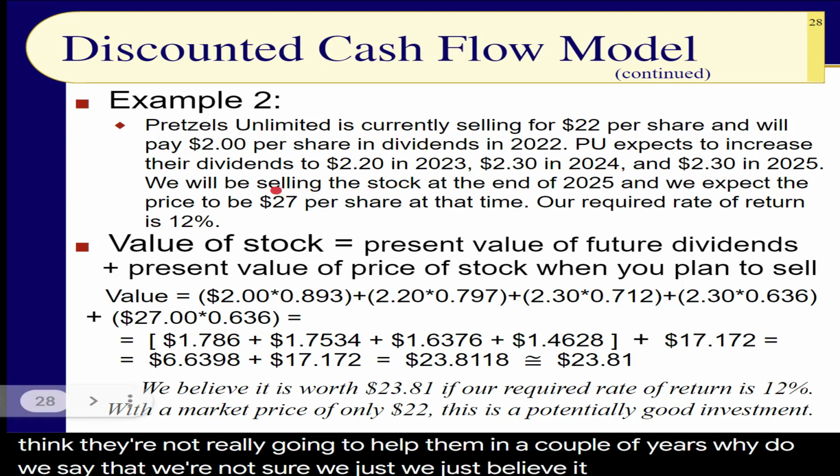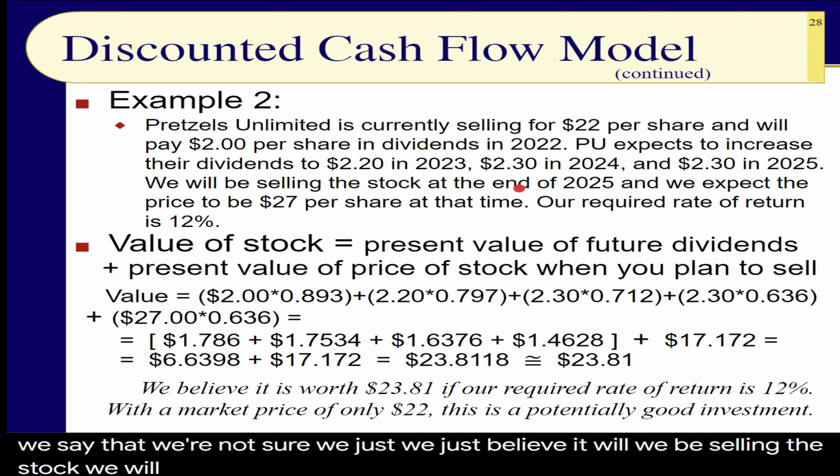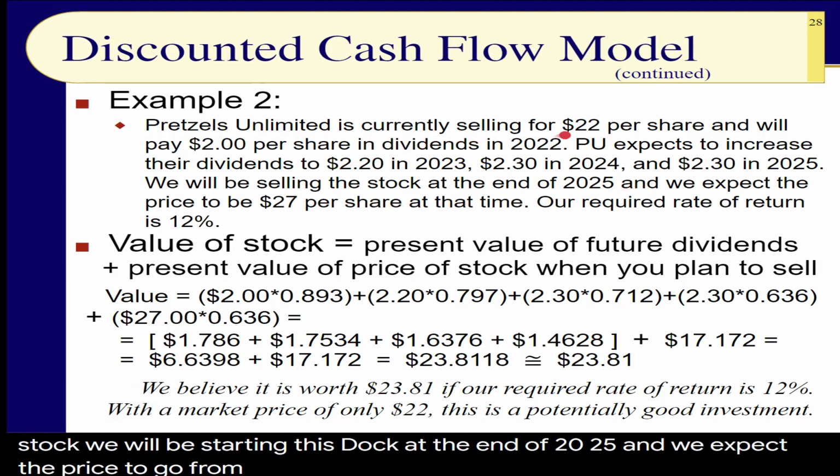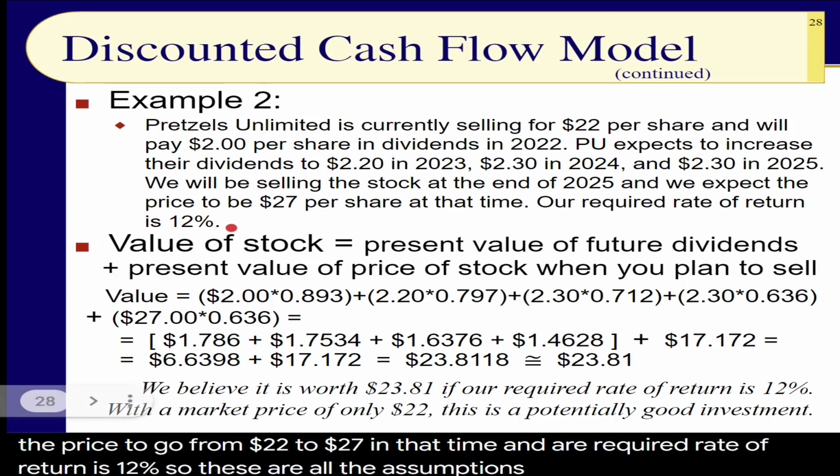Will we be selling the stock? We will be selling the stock at the end of 2025, and we expect the price to go from $22 to $27 in that time. And our required rate of return is 12%. So these are all the assumptions we're making.